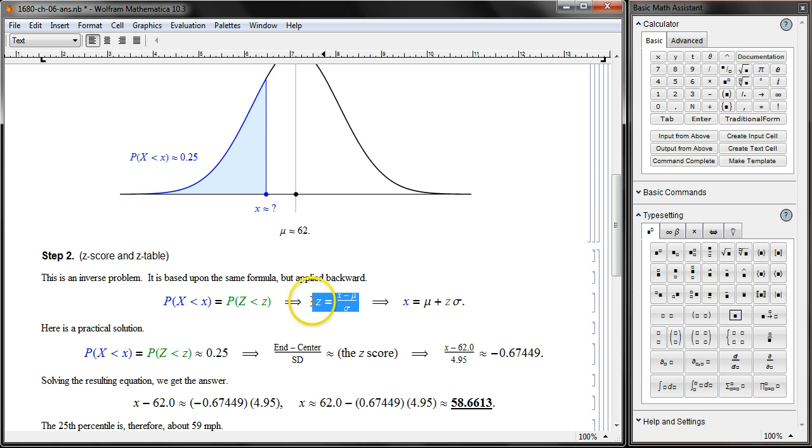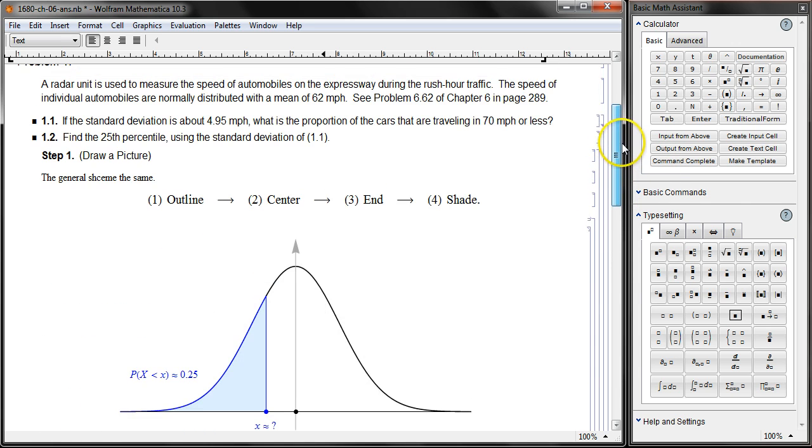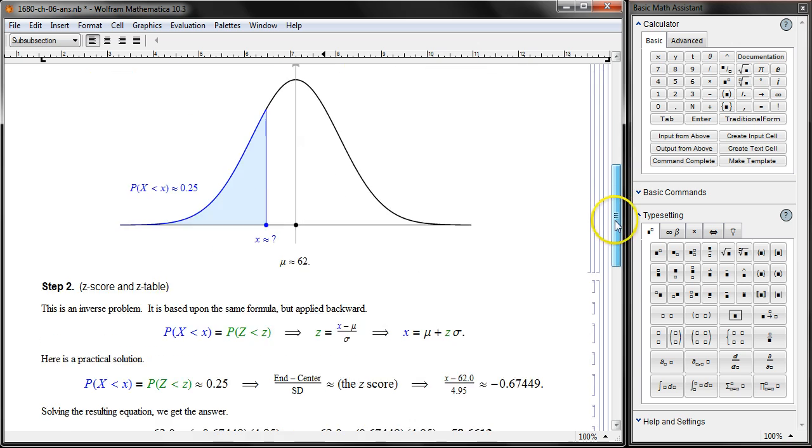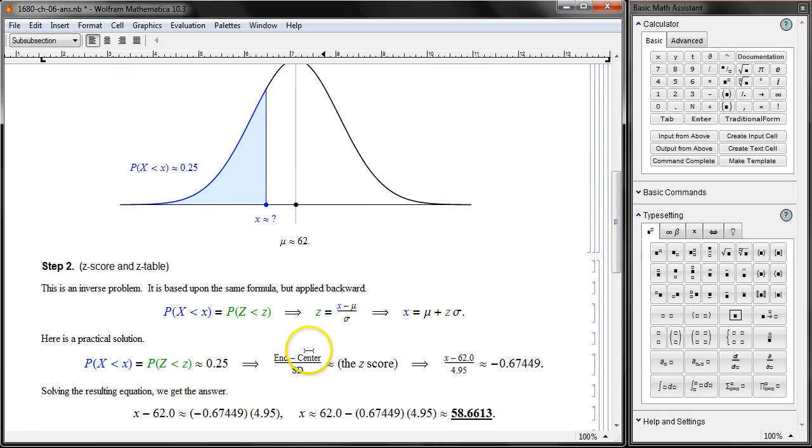Here's the z-score formula, or a little bit more practically, end minus center over SD, and that's a z-score. And we know what the center is. It's 62. What is the standard deviation? Well, the problem said to use the standard deviation of problem 1, 4.95. So we know what to put in here, and we have it down here: 62 and 4.95 respectively.